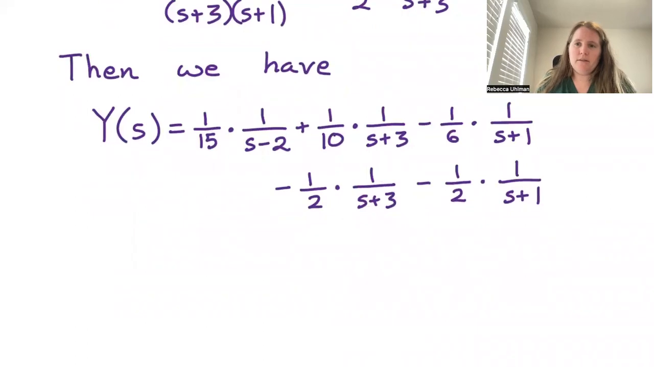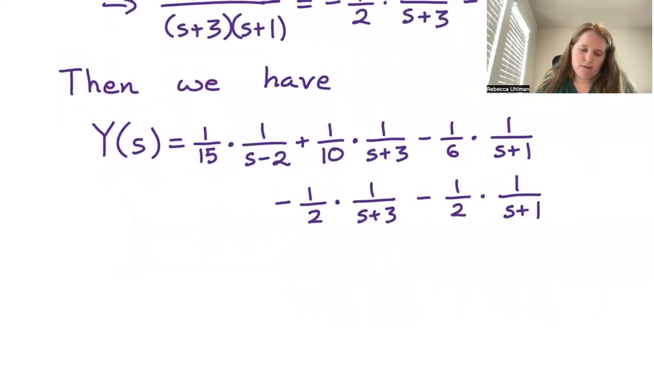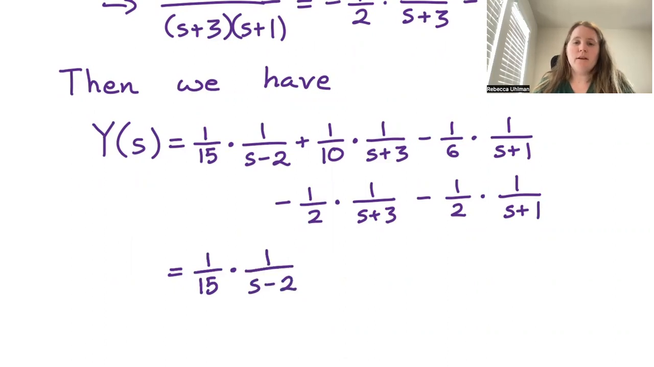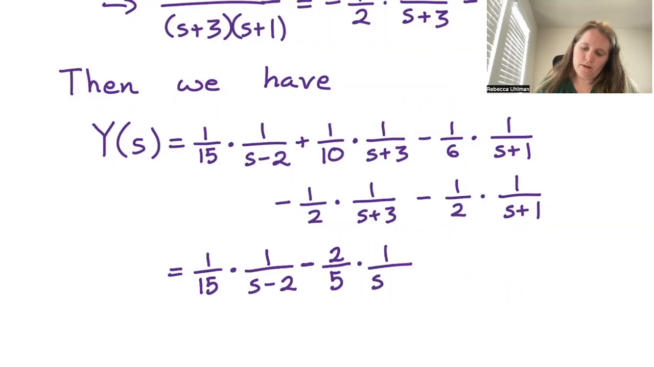We can combine these if we want. So this is 1/15 times 1 over s minus 2, plus 1/10 minus 1/2 times that 1 over s plus 3 would be minus 4/10 or minus 2/5 times 1 over s plus 3, and then minus 1/6 minus 1/2, we would be looking at negative 4/6 or negative 2/3 times 1 over s plus 1.